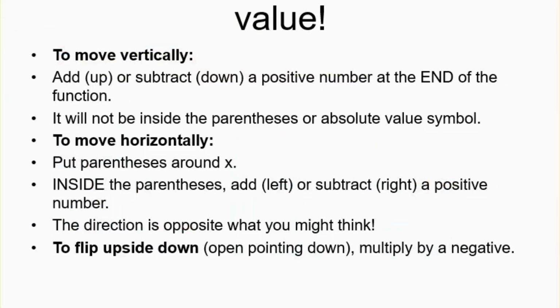Now, these same rules apply to absolute value equations. Again, to move vertically, we're going to add or subtract at the end of the function. To move horizontally, we're going to put x inside parentheses, and then add or subtract. The absolute value sign works kind of like a parenthesis, so we don't need to use a parenthesis as long as we're inside the absolute value. And remember, to flip upside down, we're going to multiply by a negative. Let's try some.